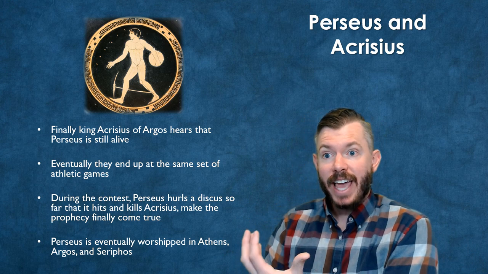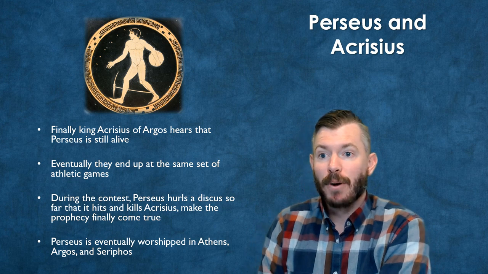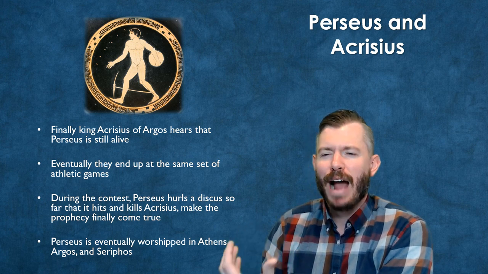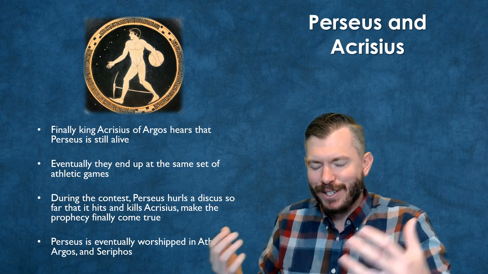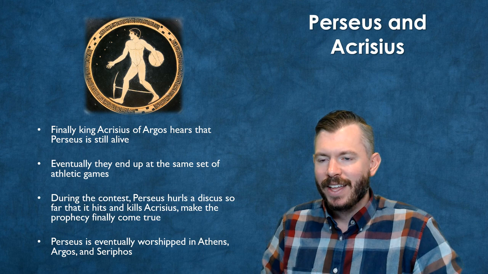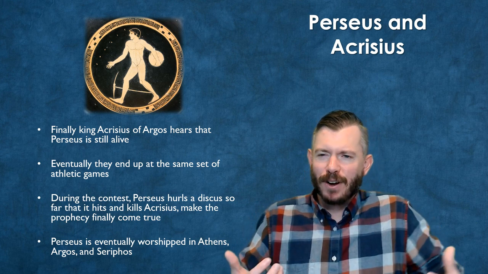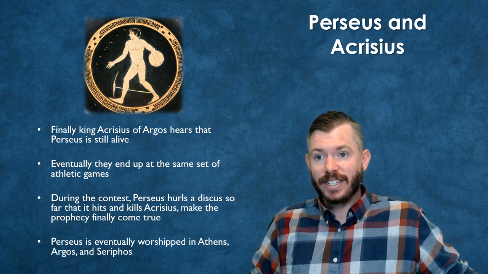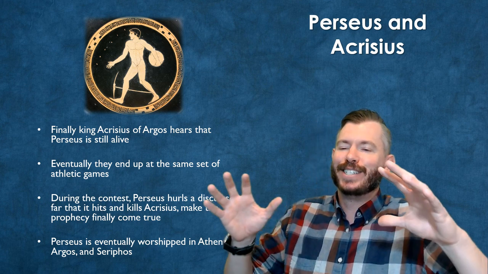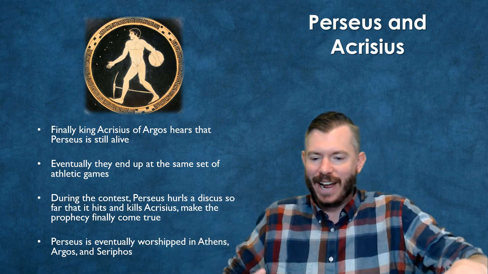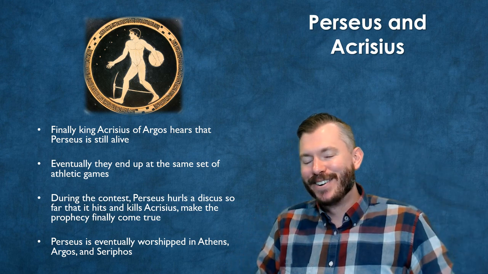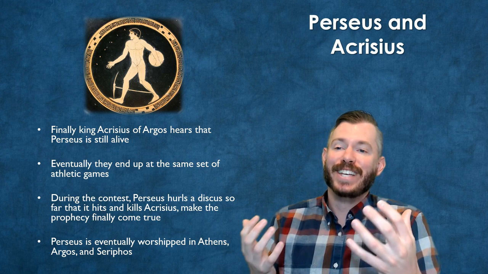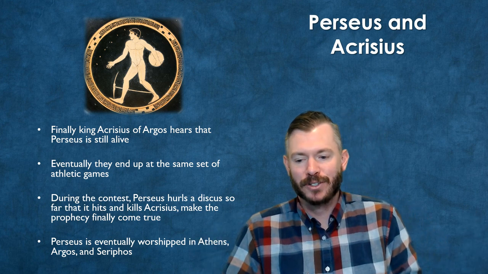What ends up happening is that the king, Acrisius, his grandfather, hears that Perseus is still alive, which has got to be bad news for Acrisius, because remember, he's got the prophecy that his grandson is going to kill him and take over the throne. So eventually there's a set of athletic games that are set up, and Perseus at this time is so heroic that he ends up joining the discus competition and throwing this discus so far that he launches it out of the stadion, out of the plain area there. And it whacks poor King Acrisius upside the head, killing King Acrisius. And finally, the prophecy that set off this whole chain of events with Perseus ends up coming true.